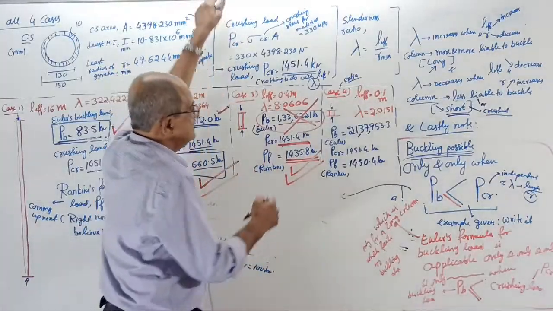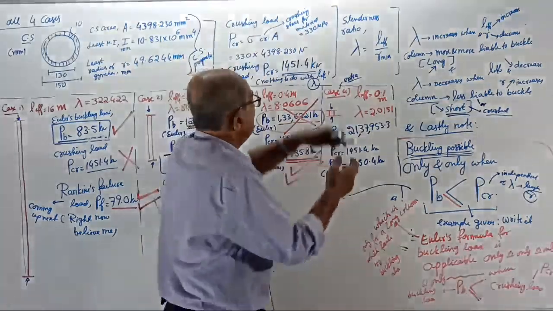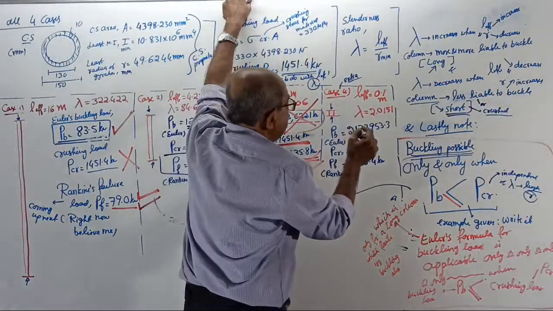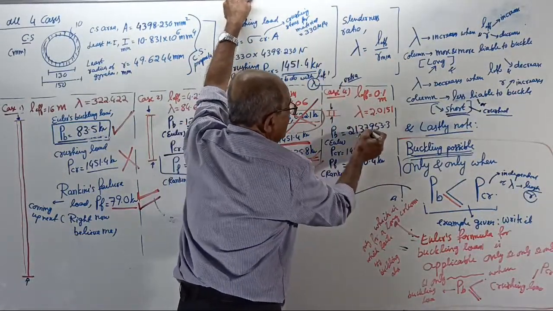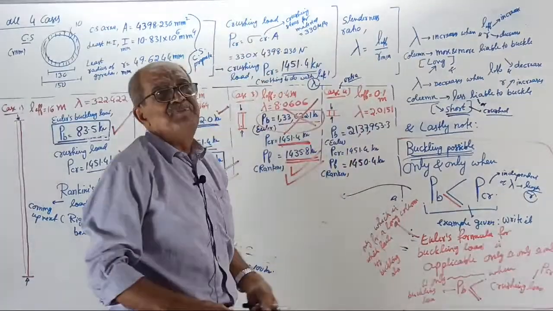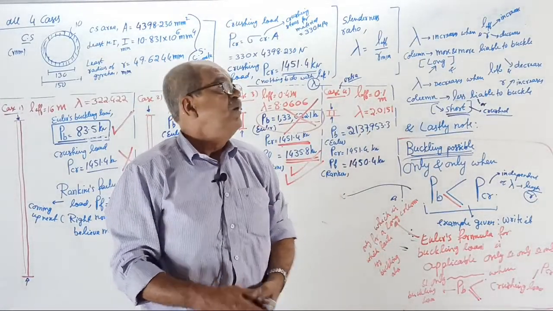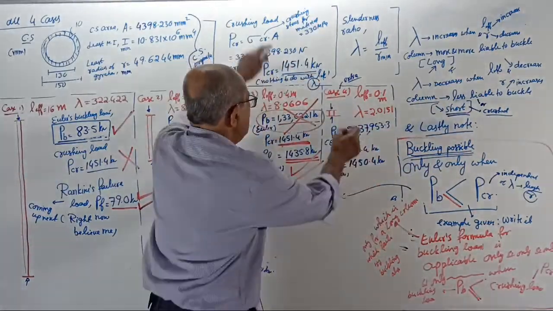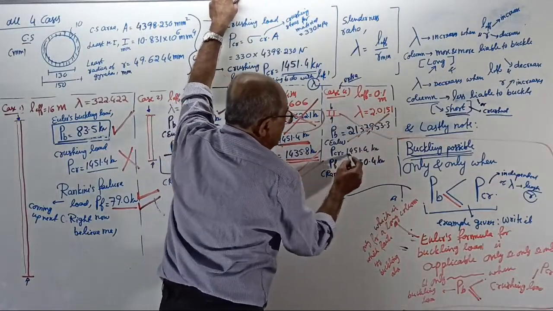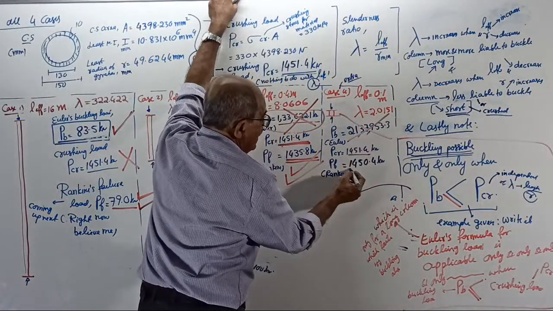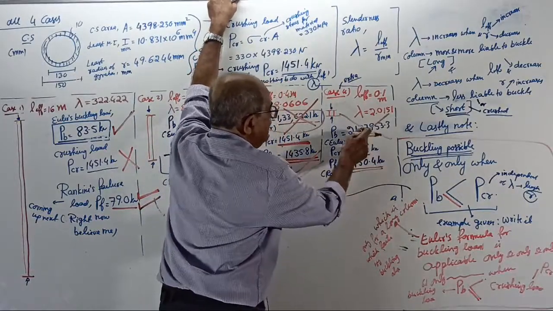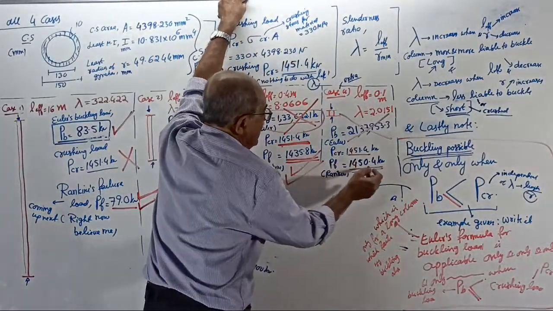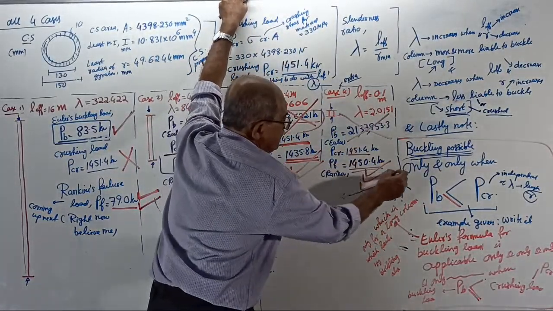Correct or not? See, now take one more case. L effective is 0.1 meter. A very small column. Buckling will take place at 21,37,950 kilonewton. One entire multi-story building standing on a small column. Nonsense. Crushing will take place at 1451. Rankine tells that because now buckling is impossible, so crushing and Rankine, again Rankine is justified.